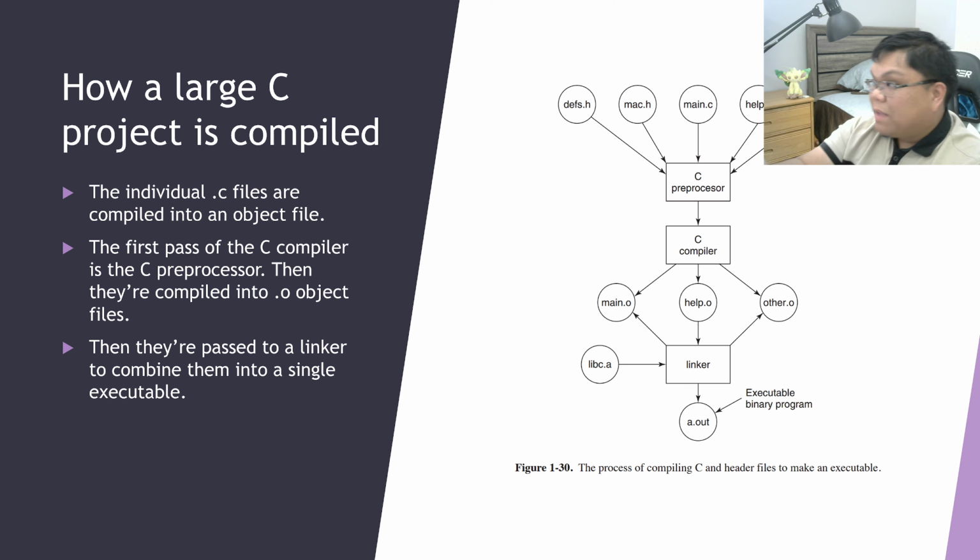So, I'm going to skip a few parts of the book and go briefly over how a large C project is compiled. This is just an overview of the process. We have a whole bunch of header and C files. They are compiled into an object file. The first pass of the C compiler is the C preprocessor, and then these things are compiled into .o object files, and then they're passed to a linker to combine them into a single executable.